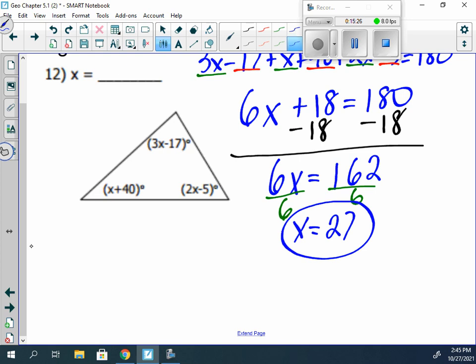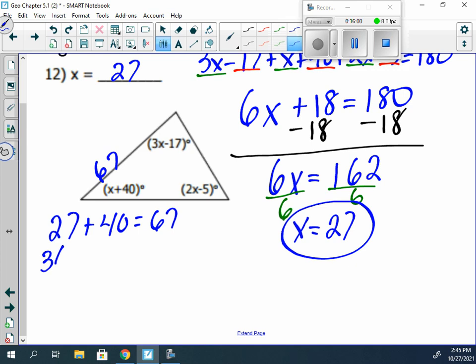So it asked for the value of x, yes? Did the instructions ask for anything else? No. And so we do need to know the values, yes? Well, one of them is x plus 40. Well, x is what? 27 plus 40 is... So one of the angles is 67 degrees. I'm just putting it there so we can see it.